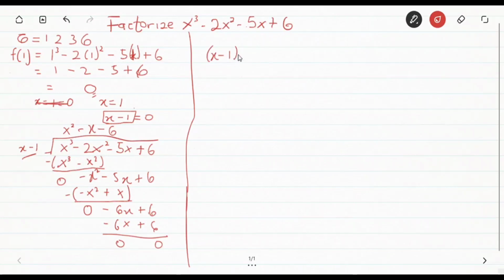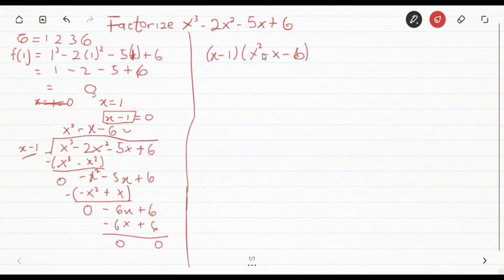Then we also have the one up here, that is x squared minus x minus 6, also as a factor. But this is a quadratic, and we can do something about the quadratic. We can break down the quadratic again. So let's break down the quadratic.